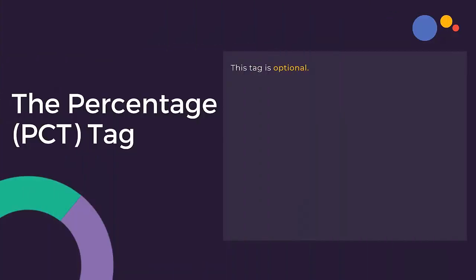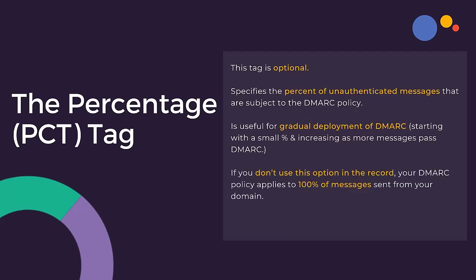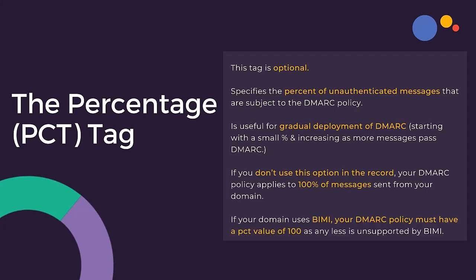Another optional tag is the percentage tag. This tag specifies the percent of unauthenticated messages that are subject to the DMARC policy. This tag may be useful if undertaking a gradual deployment of DMARC, whereby you might start with a small percentage of messages subjected to DMARC, and as your messages pass authentication by receiving servers, steadily increase towards 100%. Of course, if you don't use this option in the record, your DMARC policy applies to 100% of messages sent from your domain. It is important to bear in mind also that if your domain uses BIMI, your DMARC policy must have a percentage value of 100, as any less is unsupported by BIMI.